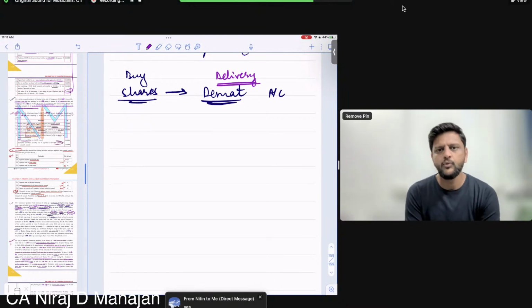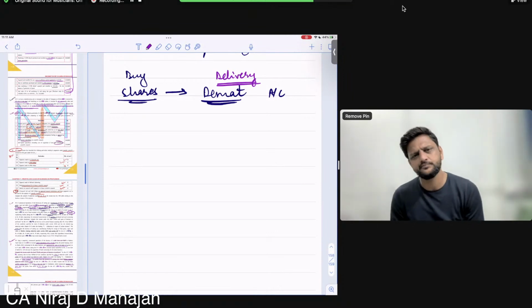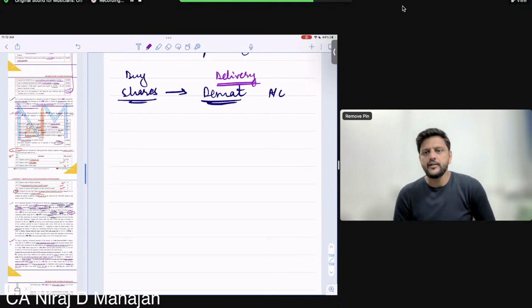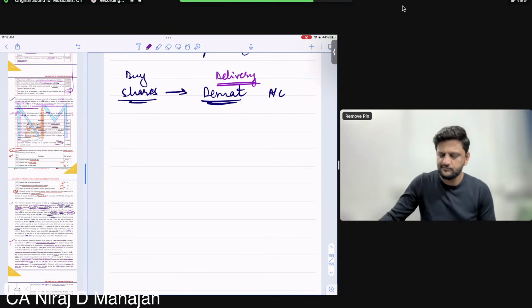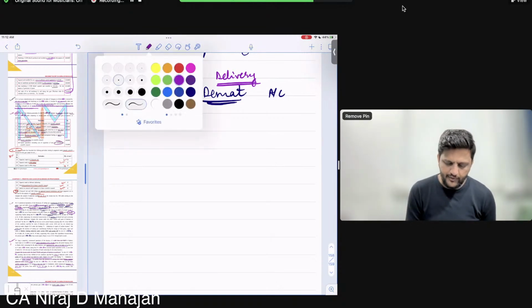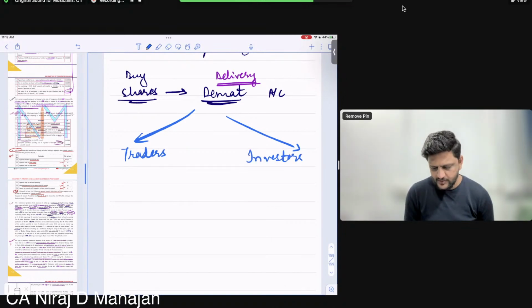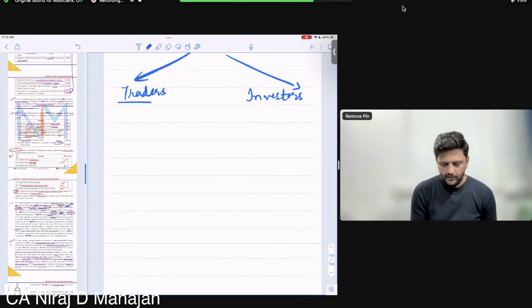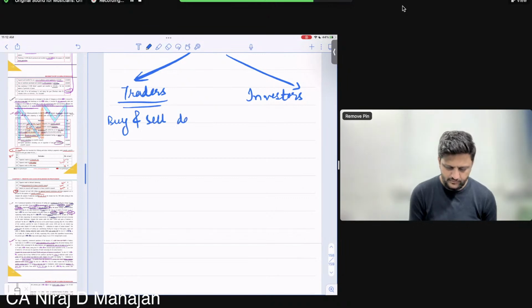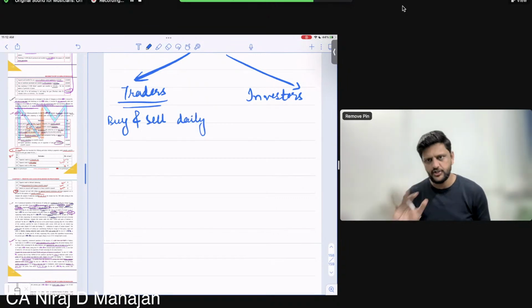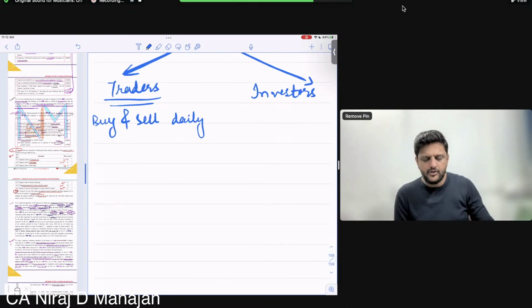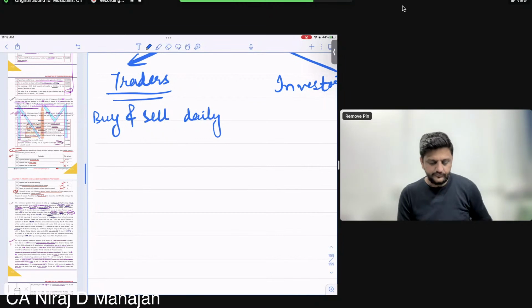But children, not everybody wants to keep those shares for 1 day, 1 week, 1 month, etc. They are interested only in day-to-day profit or loss. Yes, till here? So children, there are traders and investors. Fine till here? Now traders, they will buy as well as sell daily. Again I'm saying generally, okay? But buying and selling daily. Clear till here?